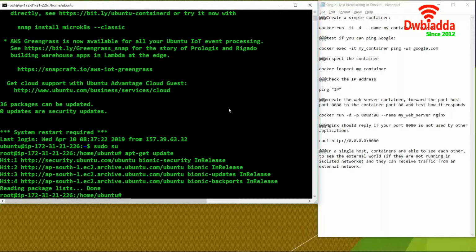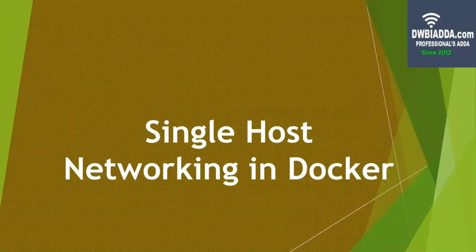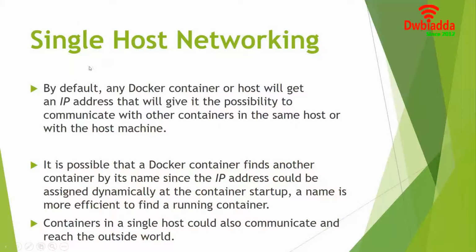before moving on to the commands, let's learn a little bit about how it works. In single host networking, by default, any Docker container or host will get an IP address that gives it the possibility to communicate with other containers in the same host or on another machine. So whenever a Docker container is launched, it is provided an IP address, and that IP address can be used to communicate with the containers present in the same or different environments. It is also possible for a Docker container to find another container's IP by its name, since the IP addresses could be assigned dynamically at container startup. So whenever we are searching for a container, a name is more efficient to find a running container.